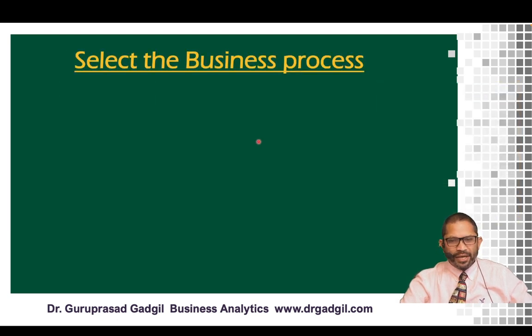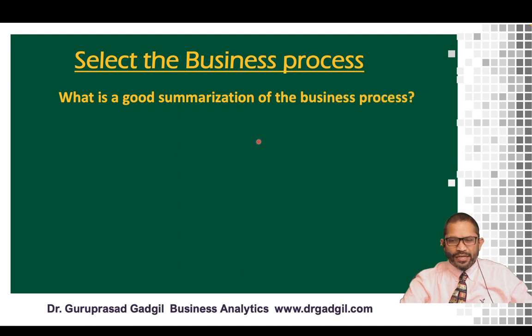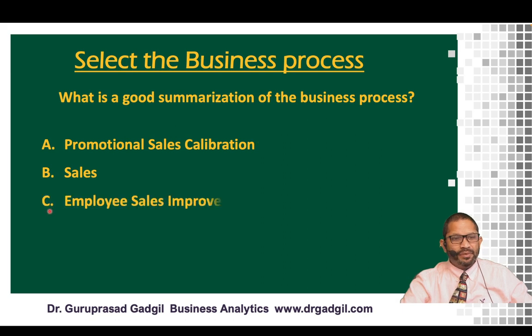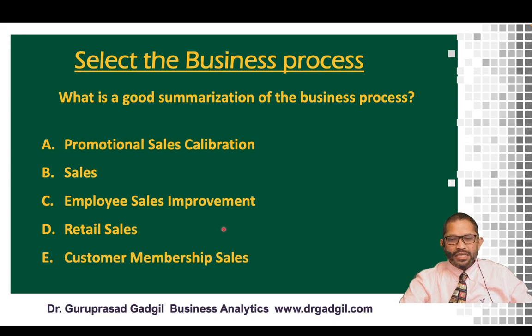So let's start by choosing a business process. Take a close look at the spreadsheet, which provides a summary of this business process: promotion sales calibration, employee sales improvement, retail sales, or customer membership sales. So let's go back to the spreadsheet and map these. I mapped these processes after studying the spreadsheet, so I got that into a slide. Here it is.